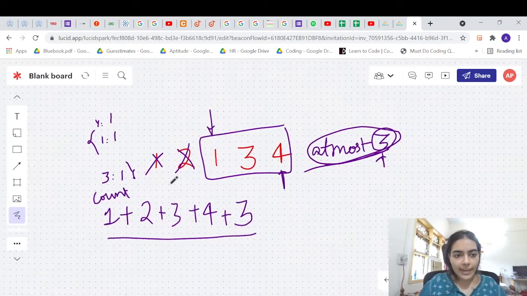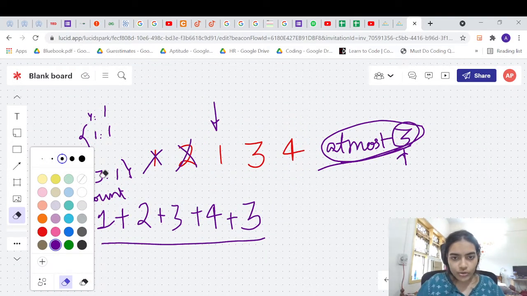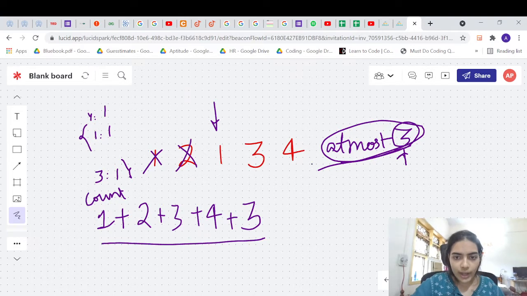Now what will happen next time? Next time you can expand this window, right? You can expand this window now. So now you will try to expand this window and you will try to move here.